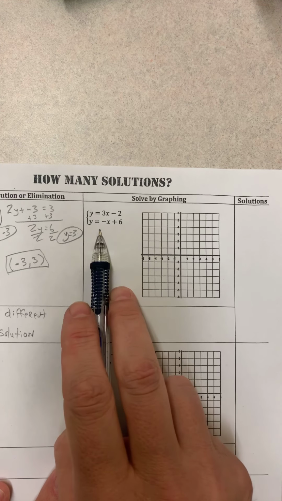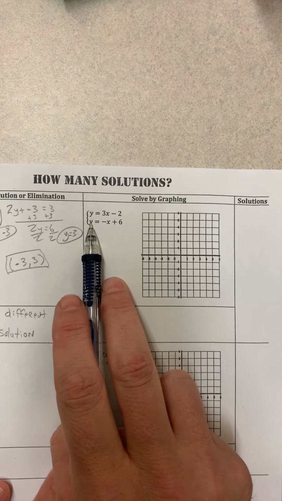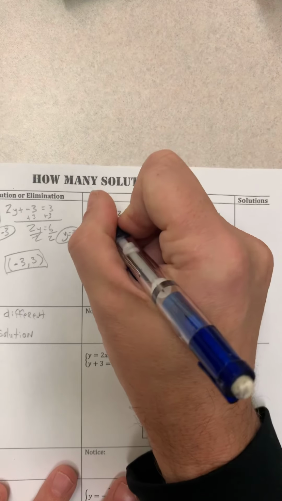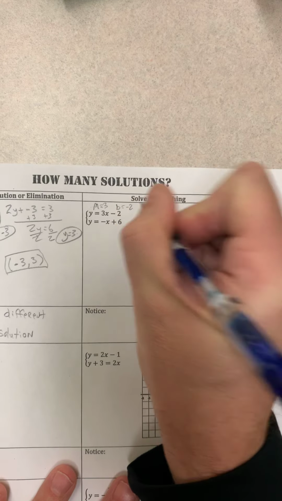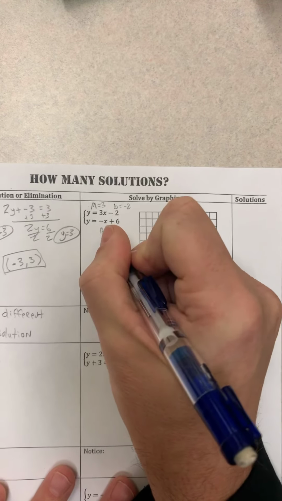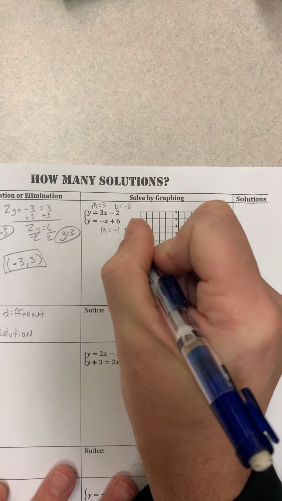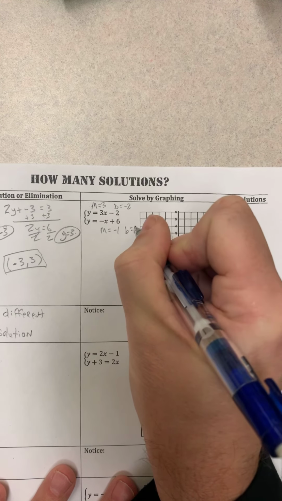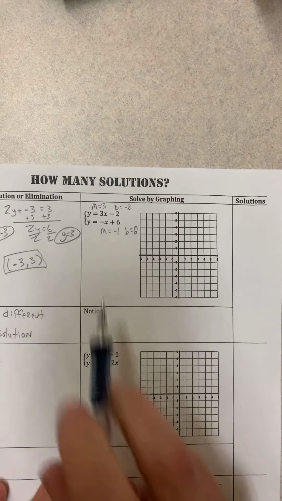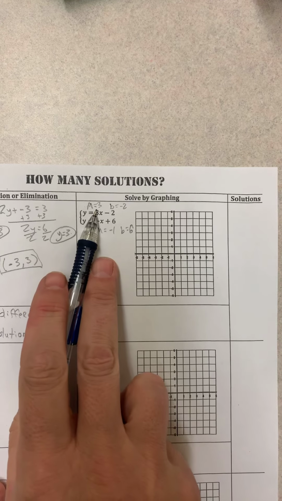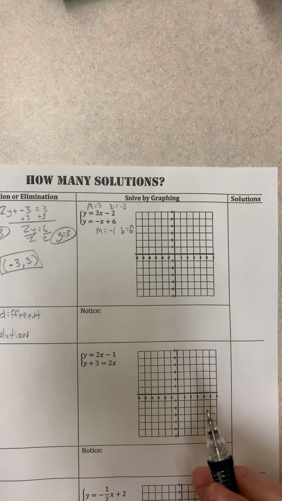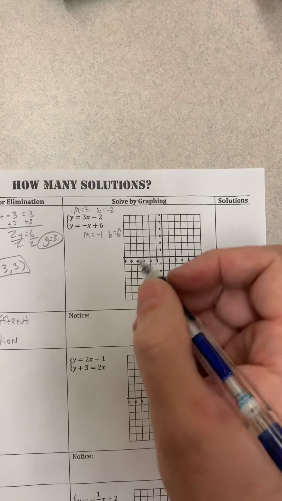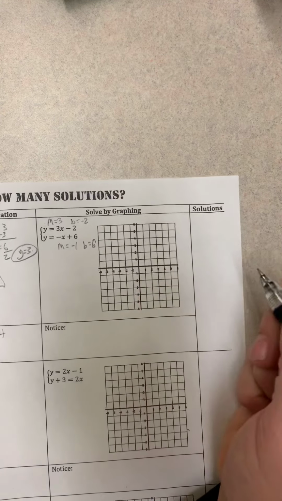And these are both solved for y. They're already in slope-intercept form. I have a slope of 3 in the first equation and a y-intercept, or a b, of negative 2. My second equation, I have a slope of negative 1 and a b of 6. Now I can tell right now I have different slopes. One is 3, one is negative 1. When I graph these, they better intersect. They have different slopes. I'm going to plot negative 2.